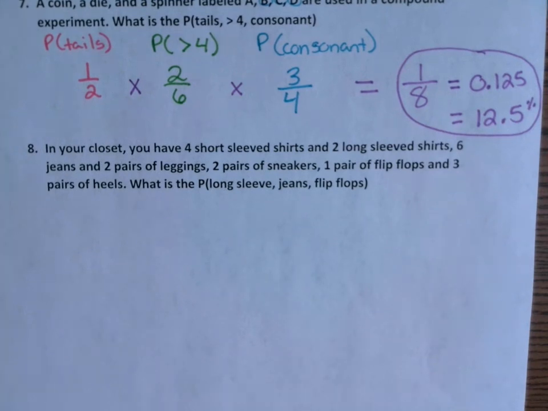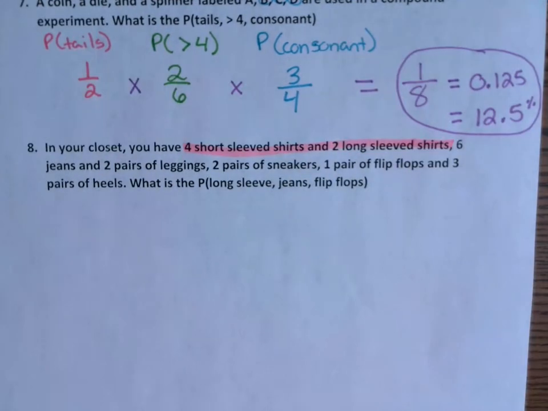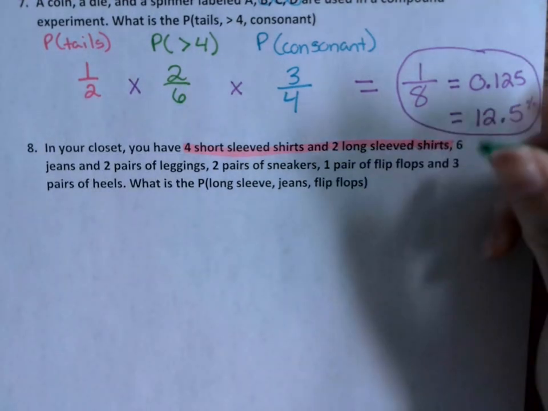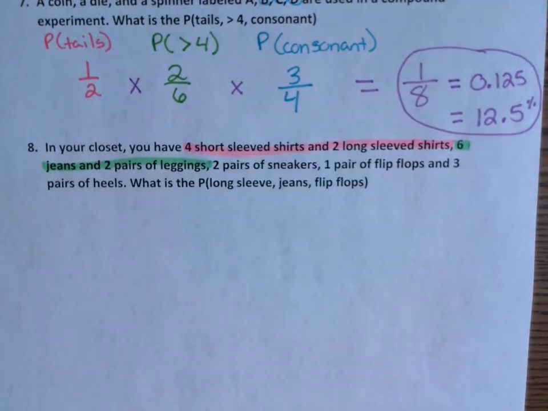So what I'm seeing here is a description of shirts. That's going to be my first activity that I'm focusing on. We've got 6 jeans and 2 pairs of leggings. That looks like it's going to be my second activity, which is my pants choice. And then we've got 2 pairs of sneakers, 1 pair of flip-flops, and 3 pairs of heels. That sounds like choices for shoes.